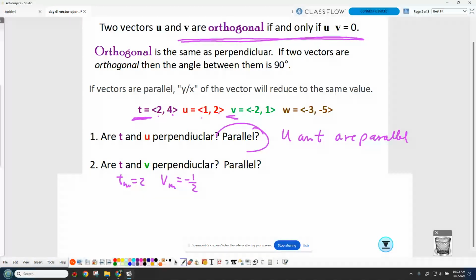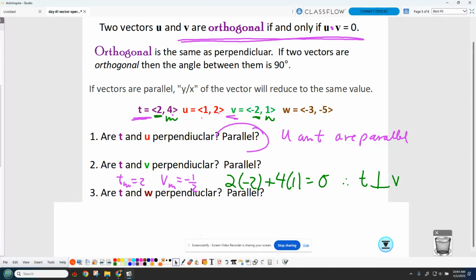Jack, what do the words say? Only if its dot product is 0. So what's the dot product of T and V? X times X, which is 4, plus Y times Y. Do you guys know the 3 dots? What do the 3 dots mean? Therefore. What's the upside down T? Perpendicular. Okay, because the dot product was 0, those 2 vectors are perpendicular.